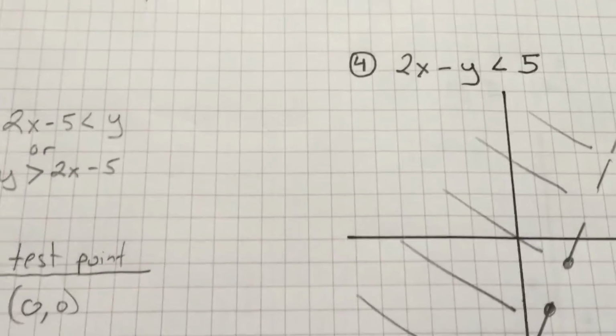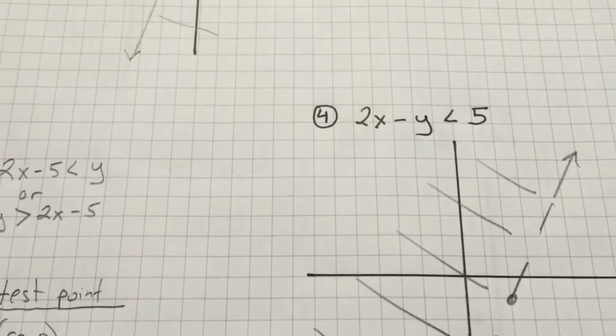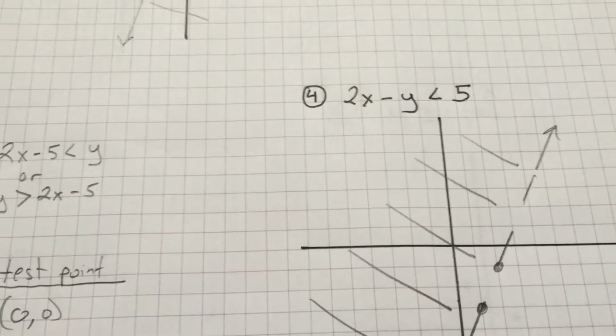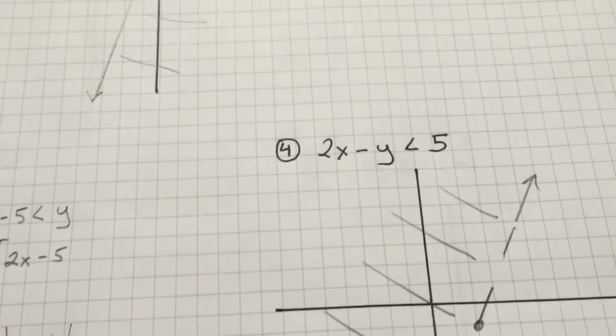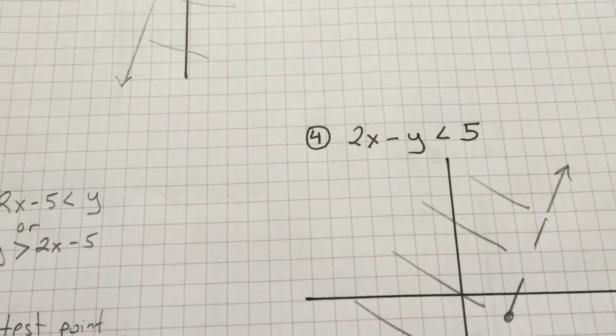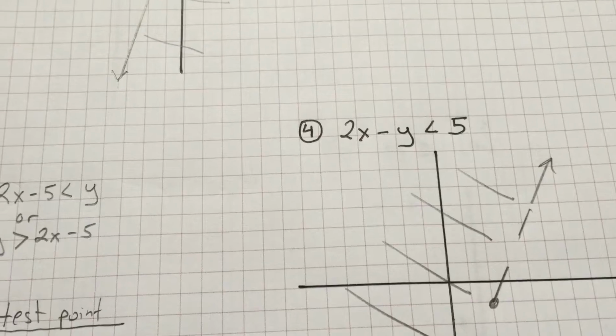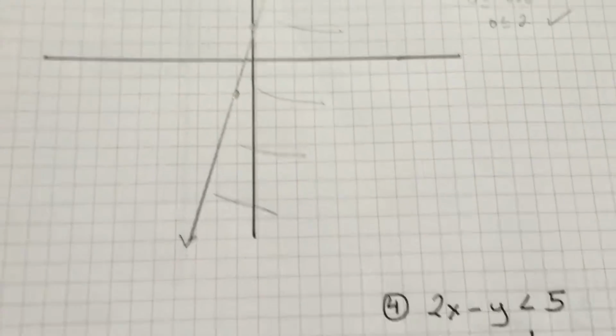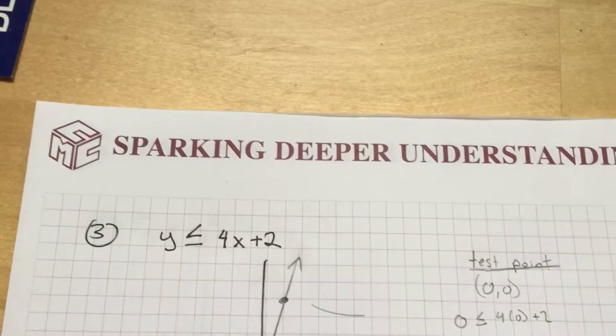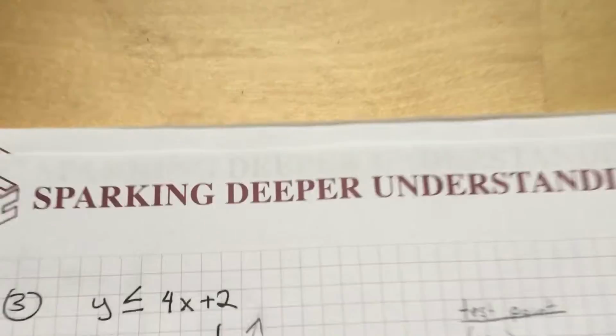All right, so those are your lines. Any other type of graph is going to look exactly the same as this. We have to figure out if it's going to be solid or dashed, and then figure out if we're going to shade above the line or below the line. So let's focus now on two more problems, and those are your exponentials.